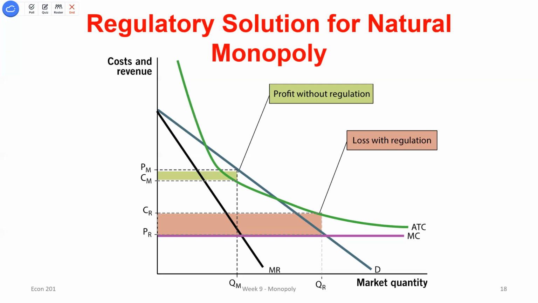So if the government comes in and tries to fix this problem, they actually cause an even bigger problem, right? Now, if they're smart, what they'll instead do is they'll say, okay, we know that we can't force them to get down to this perfectly competitive quantity. Okay?